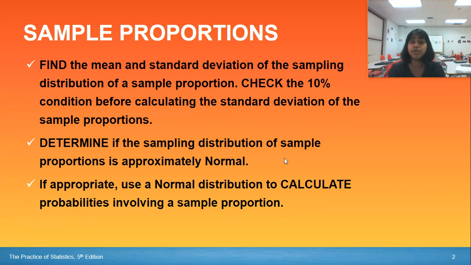You can also determine if the sampling distribution of a sample proportion is approximately normal. And if it's normal, we're going to use the normal distribution to calculate probabilities involving sample proportion. So you have to first test if it's normal, and then you can use normal distribution formulas.